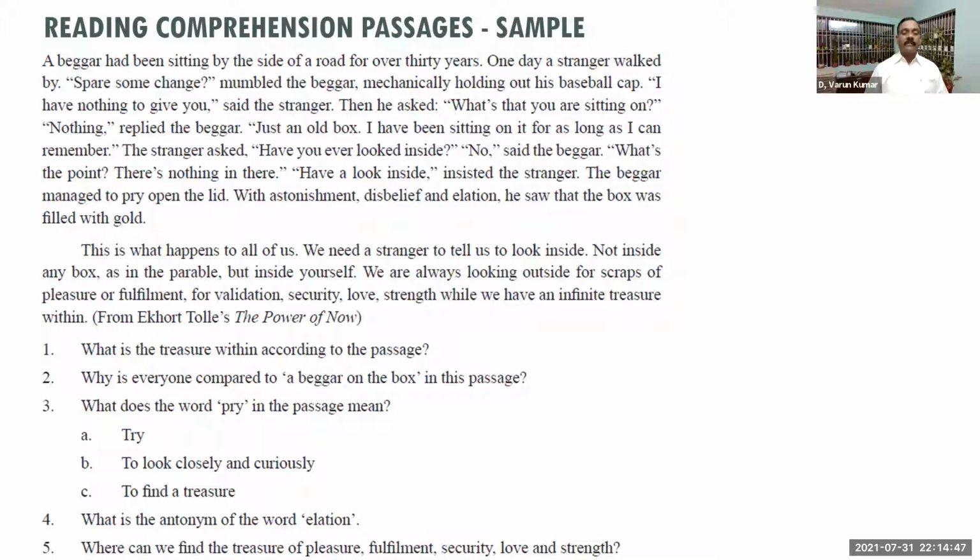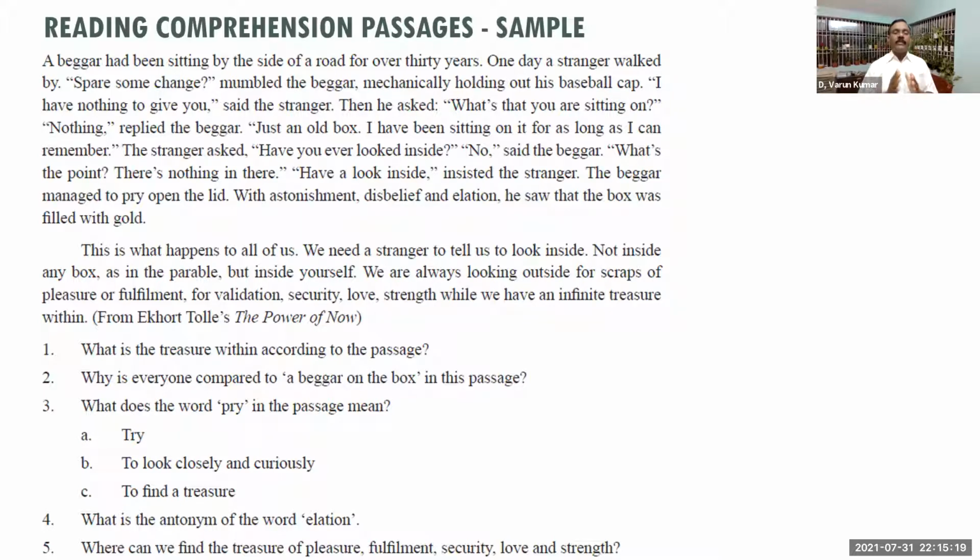So this is the answer. What is the treasure within? The treasure within, according to the passage, is pleasure or fulfillment, validation, security, love, strength. So this is the answer for the first question. Why is everyone compared to a beggar on the box in this passage? When you read the passage, you can find the reason. So a beggar on the box in this passage.